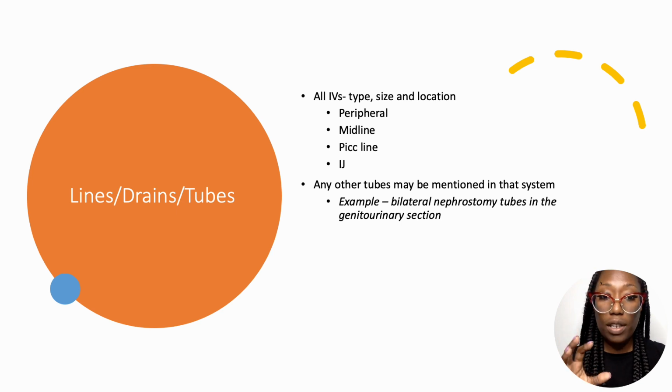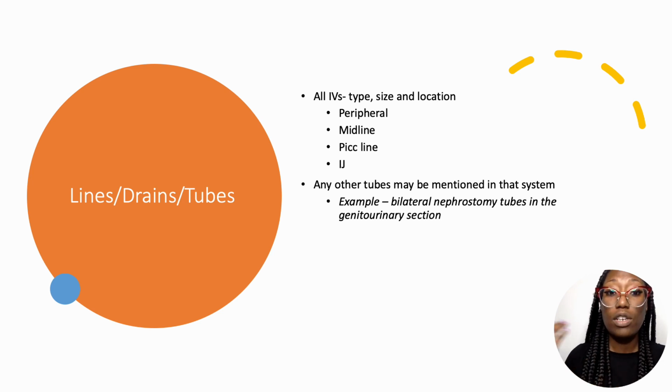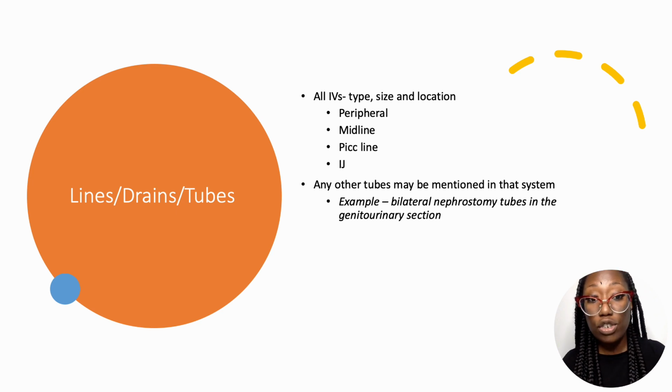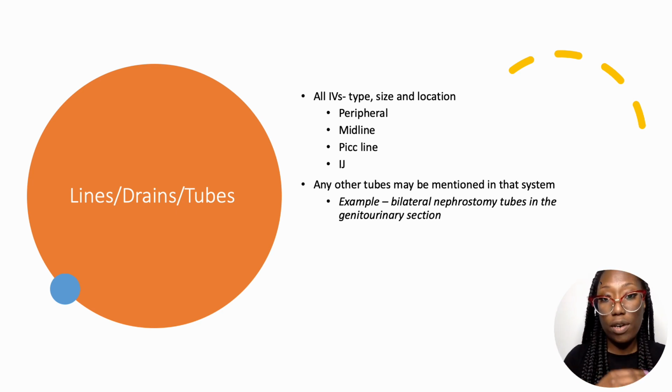So mentioning all the lines, the type of lines they have, the size of those lines, and the location is very important. Now, any other tubes that are coming out of the patient, you can mention within that specific system. So if they have bilateral nephrostomy tubes, you can mention that in the genitourinary section.